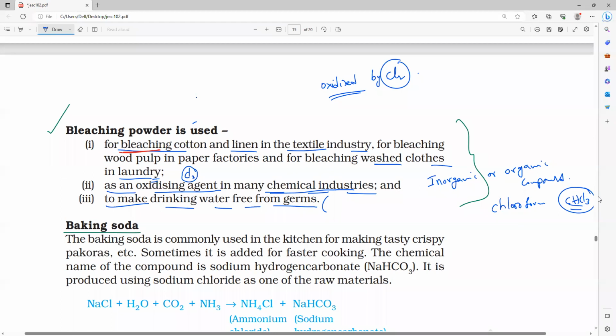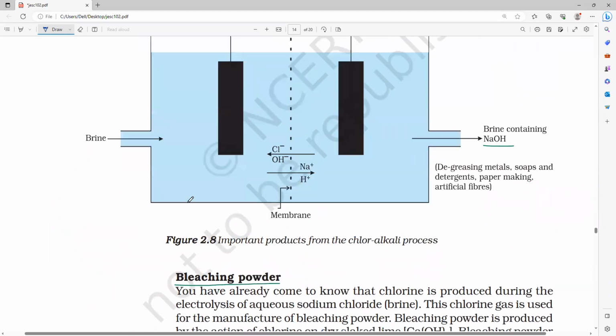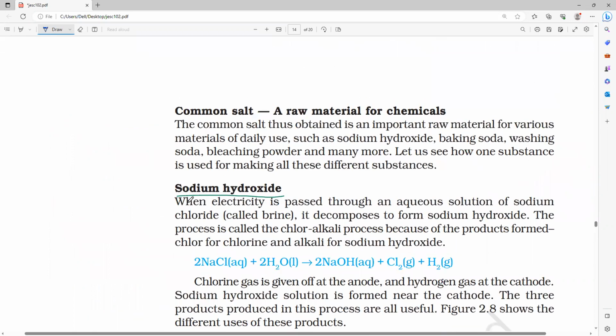Is it okay, everybody? Understand? There is only one reason: bleaching powder contains chlorine, and chlorine is a strong oxidizing agent, so bleaching powder is also a strong oxidizing agent.